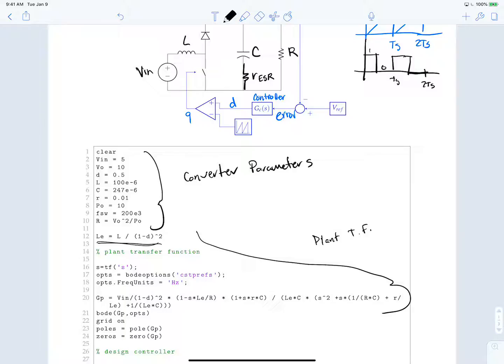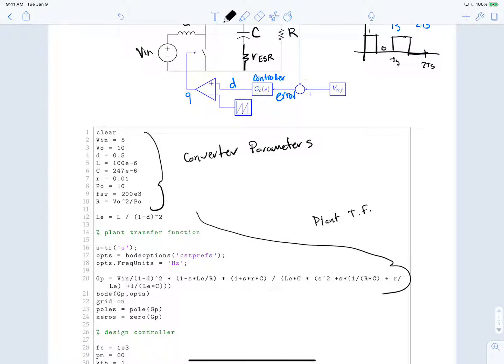The first thing we calculate is the effective inductance, and it's a function of the inductance and the duty cycle. That gets plugged into line 20, which is the plant transfer function defined. You can find this in any traditional power electronics textbook. And we'll go ahead and Bode plot this so we can take a look at what the transfer function looks like on the Bode plot.